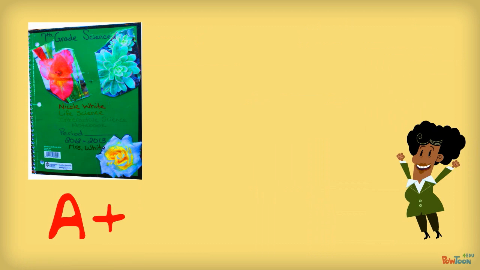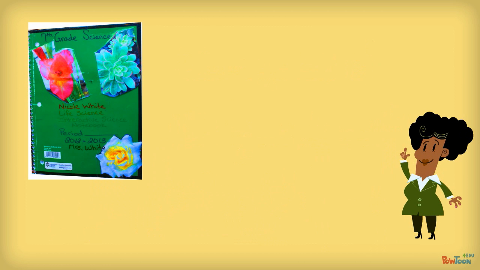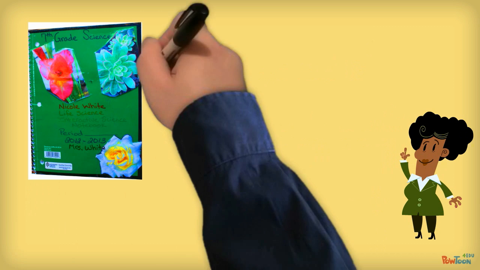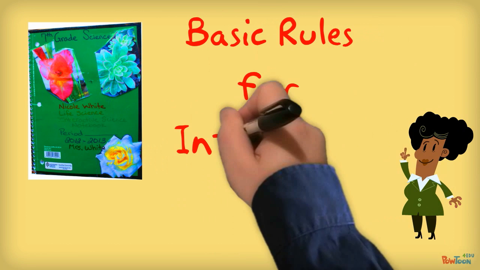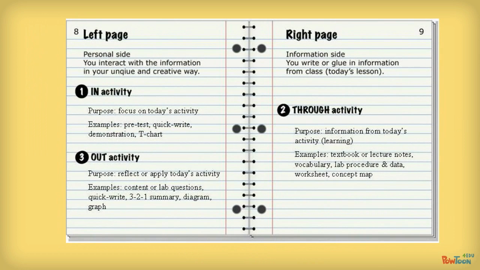Also, you'll get a grade for your notebook. You will need to have it complete, organized, and neat. In order to get the best grade possible, you'll need to follow a few rules. Your teacher will cover these rules in greater detail, but here are a few of the major ones. The pages of your notebook will need to be numbered, both front and back. Your teacher will tell you exactly how this will be done.